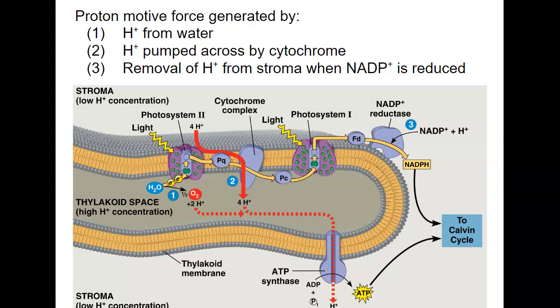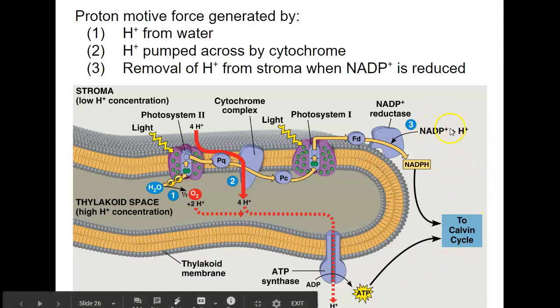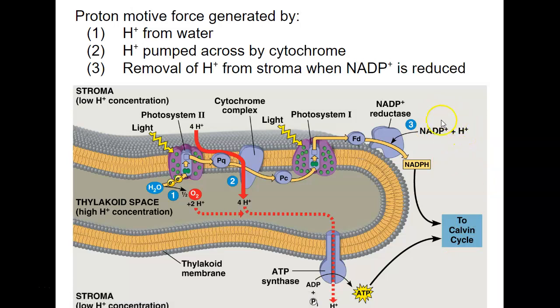And when NADP plus is reduced, meaning that it gains an electron, it picks up an H plus. It picks up two electrons, actually. It becomes reduced in that process. It's basically sucking the H to do that from the stroma. So by doing that, you are again reducing the H out here and increasing that concentration gradient.